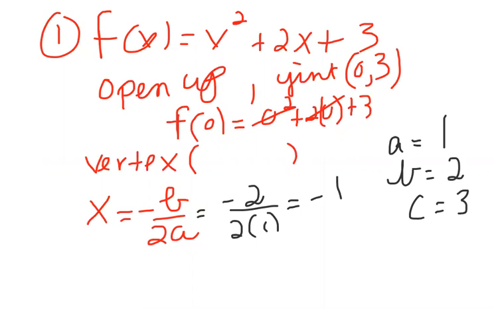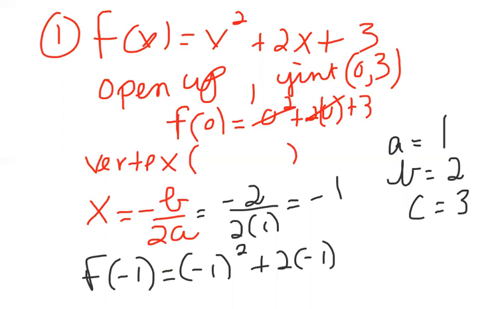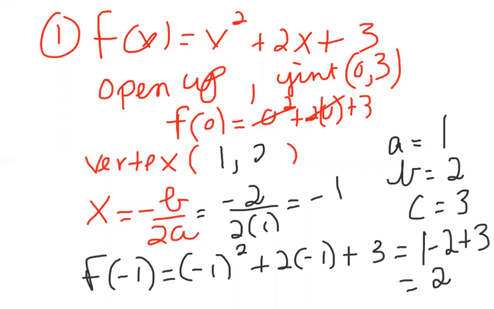Now, once you get that x value, you plug it back into the function for every single x. Work it out to find the corresponding y value, everybody. So you get 1 minus 2 plus 3. So this will turn out to be positive 2. Guys, if you have a question, please drop it in the chat, okay? Negative 1, 2 is your vertex.